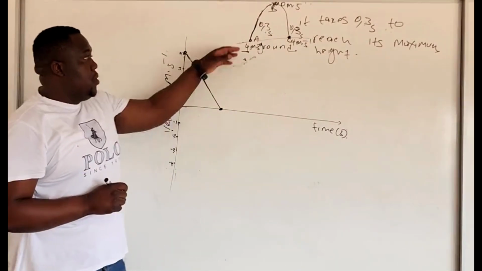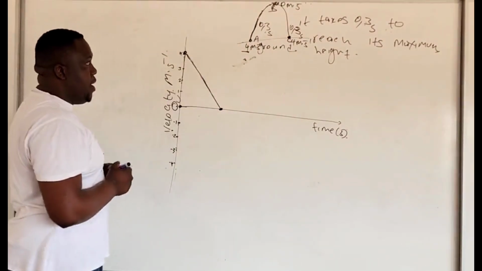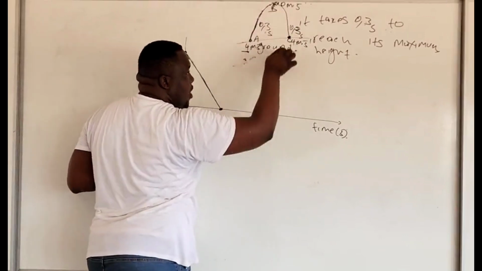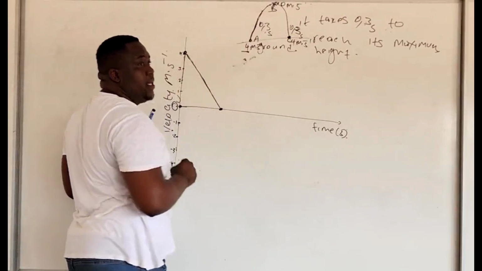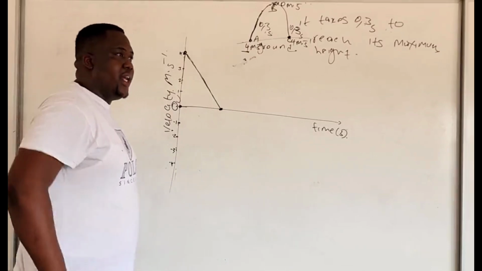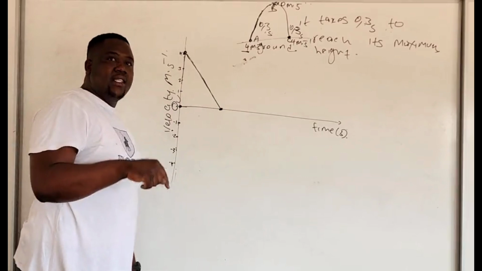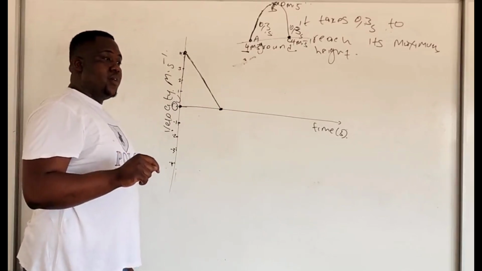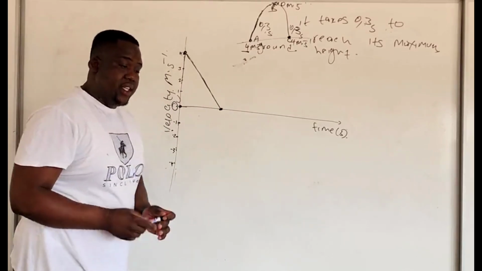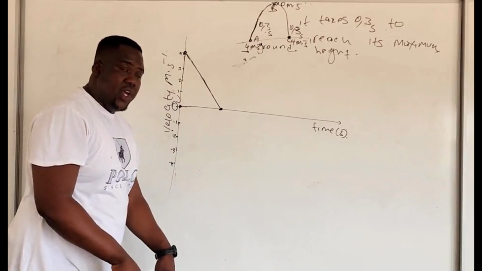Then we move to the second part, when the ball is coming down. You see, when the ball is coming down, there is a statement that I just told you: if an object is moving down, its velocity is going to increase. As the object moves down, the velocity is going to increase.